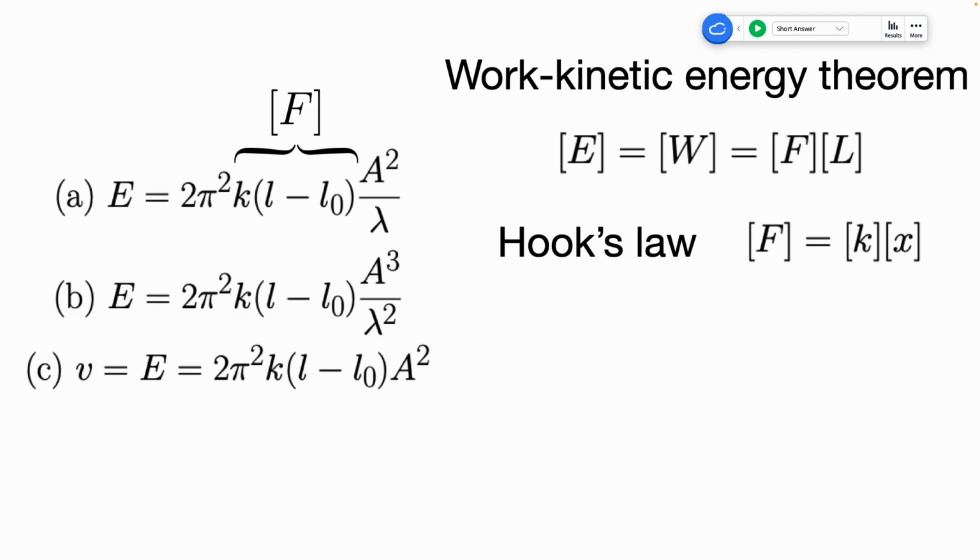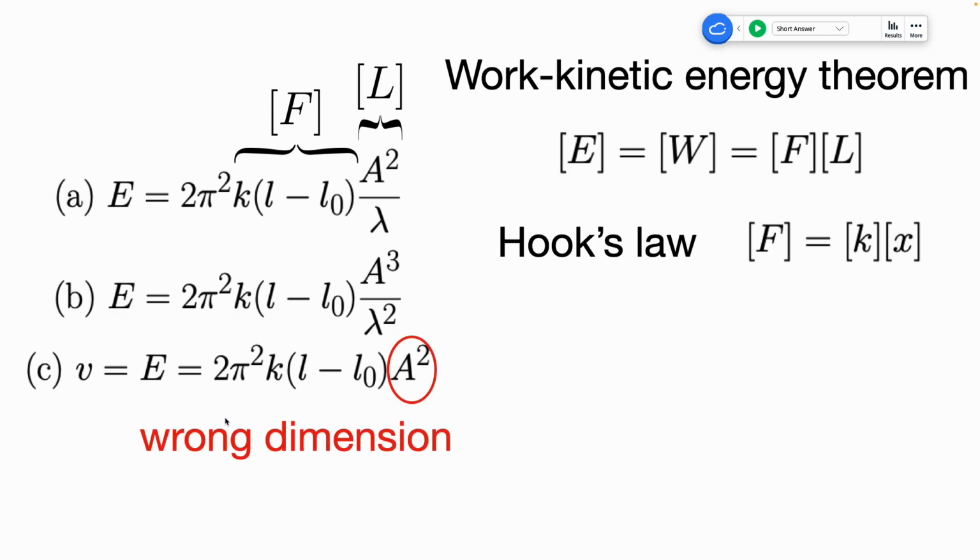Okay? We want, typo, it shouldn't be here. There's no V. There shouldn't be a V here. All right, it's just energy. So what you want is energy. Energy is force times distance. So you should look for a distance over here. A squared over lambda is a distance. A cubed over lambda squared is still a distance. But A squared is an area, not a distance. So you know the last one must be wrong. Okay?